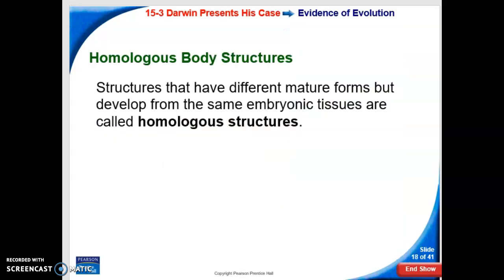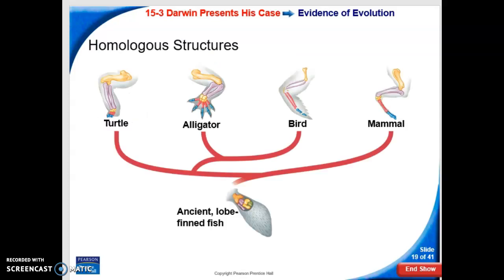Now, homologous body structures. What homologous body structures are is that structures have different mature forms but develop from the same embryonic tissue. And I'm going to show you pictures of that. What it means is, at the bottom, you see the ancient lobe-finned fish. And although it's a fin, the bone structure that makes that up is very similar to all the others; you can see the turtle, the alligator, the bird, and the mammal.